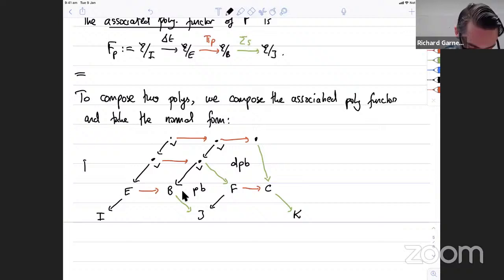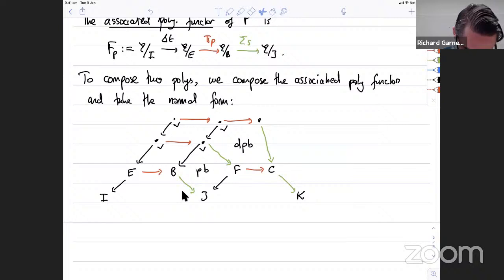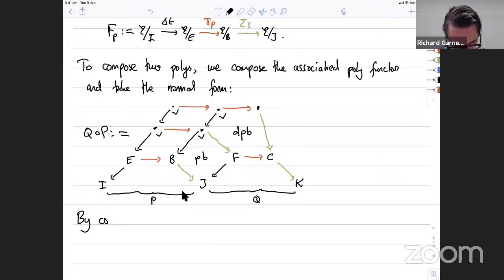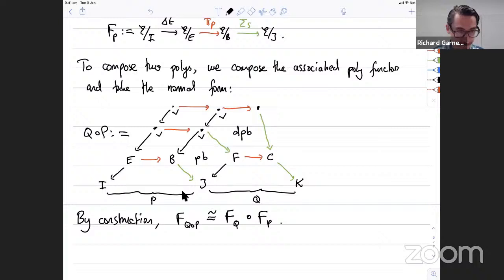So this is P. I'm fighting the bottom of the page here, but I'm going to try and get everything on one page. So this here is P, this here is Q, and then this by definition is Q composed with P. And by construction, the functor associated to Q composed with P is isomorphic to the functor associated to Q composed with the functor associated to P. Okay, good. That's why you draw these funny diagrams when you're trying to compose polynomials. You're just implementing your normal form algorithm.